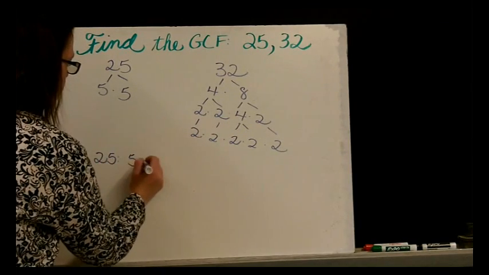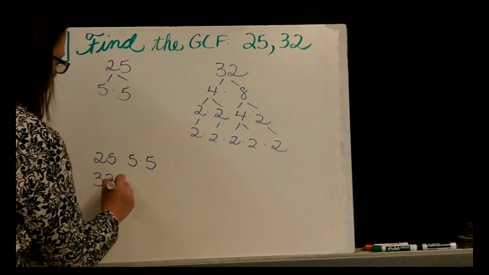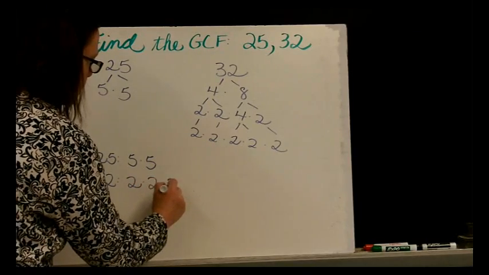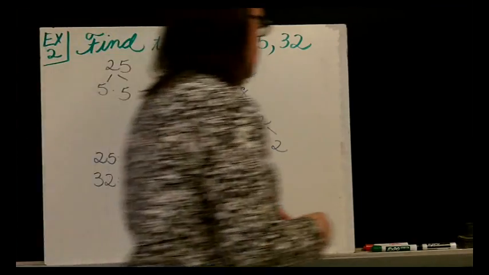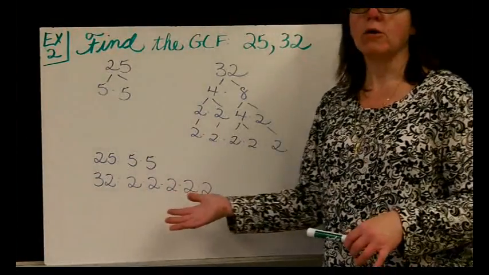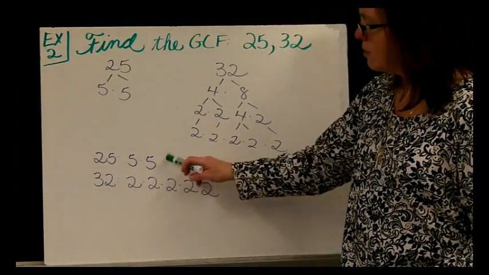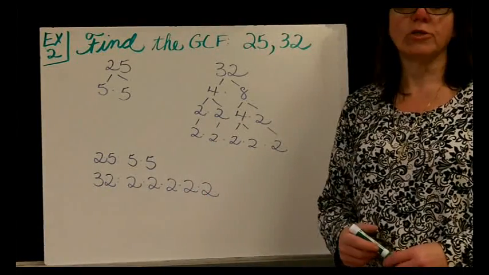For 25, we have 5 times 5. And for 32, we have 2 times itself 5 times. Our next step is to circle the factors that they have in common. Well, if we look, they don't have any factors that are in common. The only factor of 25 is 5, and the only factor of 32 is 2.